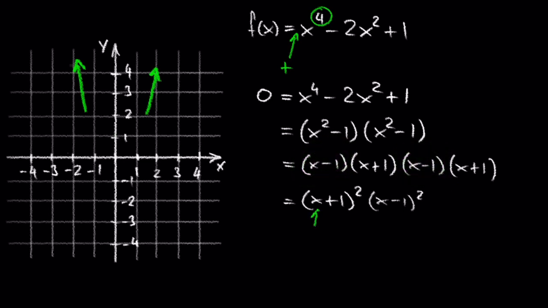Now we see that negative 1 and 1 are both repeated zeros with multiplicity 2. Because of the even multiplicity, the graph touches the x-axis at negative 1 and turns around.